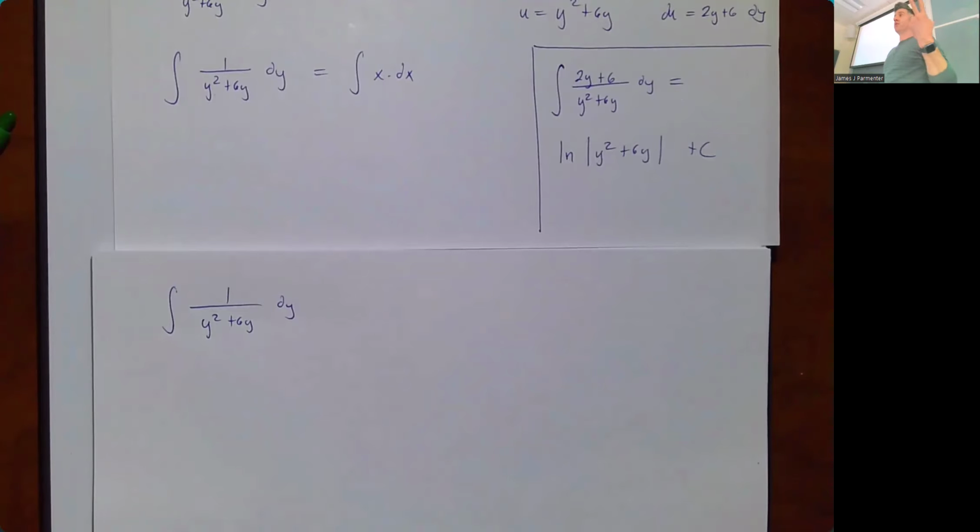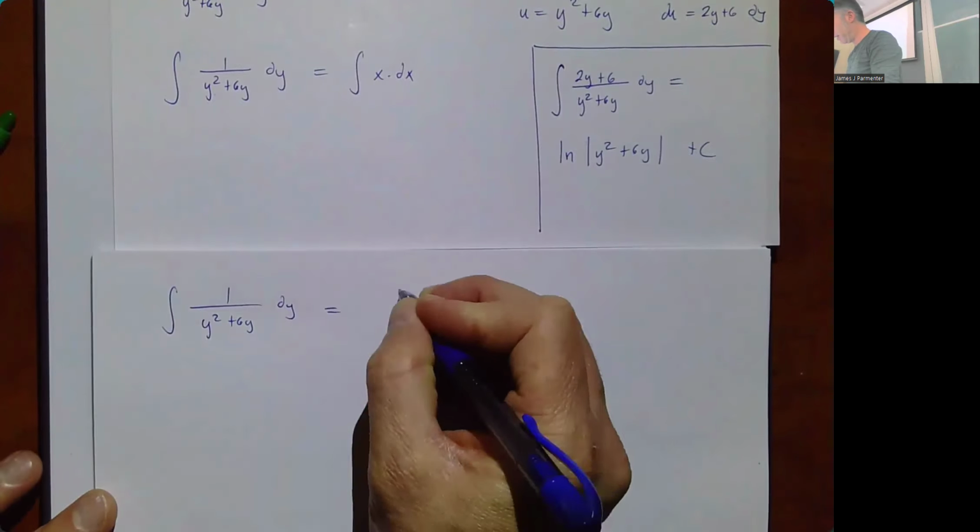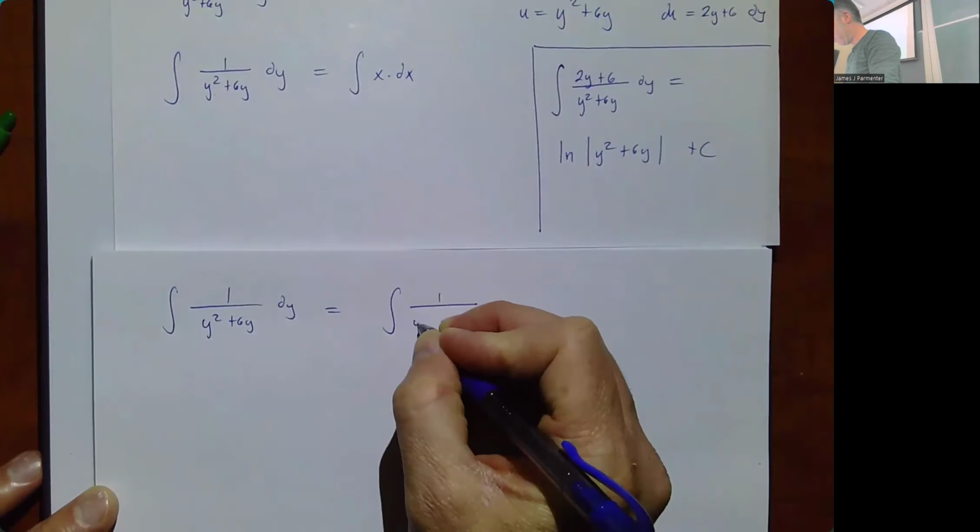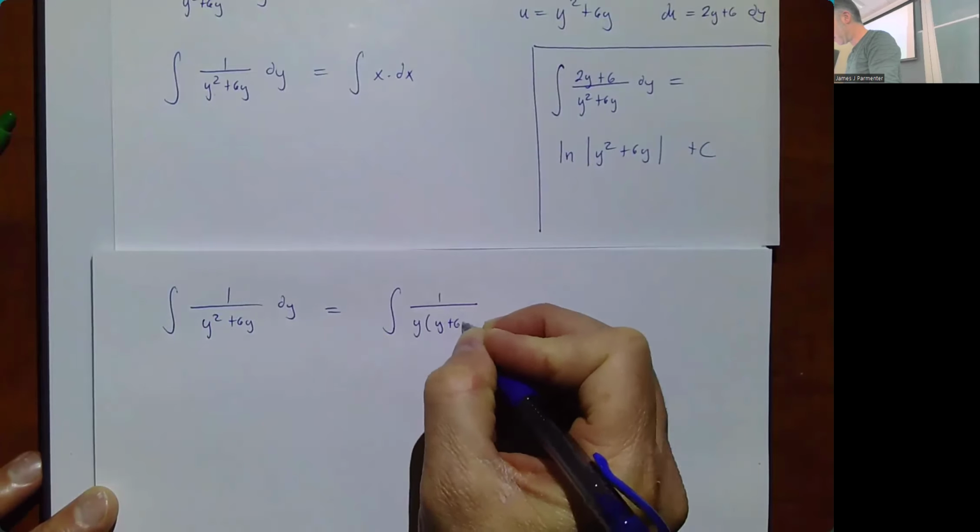Thing 2, the degree on top, the highest power on top, has to be less than the highest power on the bottom. Also true. And the third thing, which is really important, is you have to be able to factor the denominator, which we can. We can rewrite this as 1 over y times y plus 6.